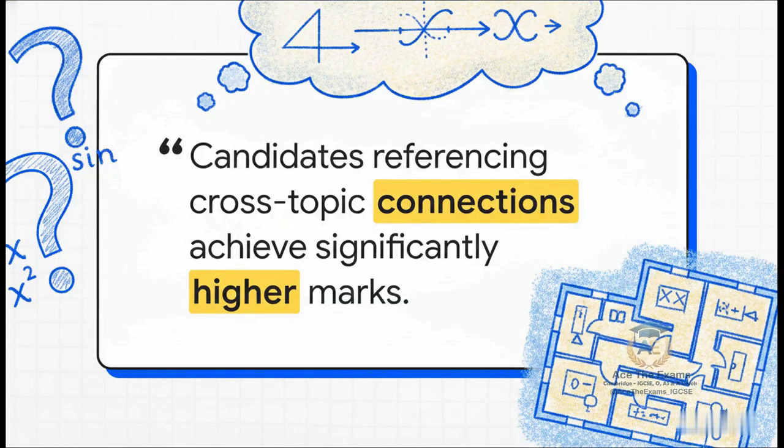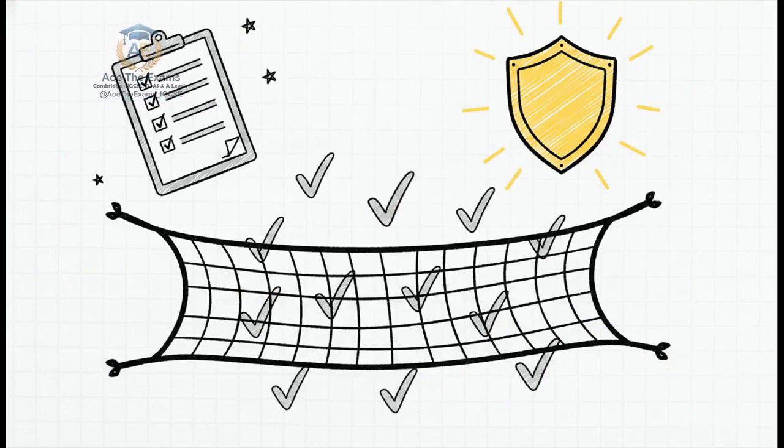And this actually brilliantly illustrates our main thesis today. This is a direct quote pulled straight from the Principal Examiner report. It says, "Candidates referencing cross-topic connections achieve significantly higher marks. It is absolutely vital to show integrated knowledge. When you encounter a quadratic hiding inside a trigonometry paper, explicitly state that connection on the page." Top-scoring candidates constantly demonstrate this evaluative thinking by justifying their decisions with hard mathematical evidence. You need to show the examiner that you see the whole architectural blueprint of the entire syllabus, not just isolated, disconnected rooms.